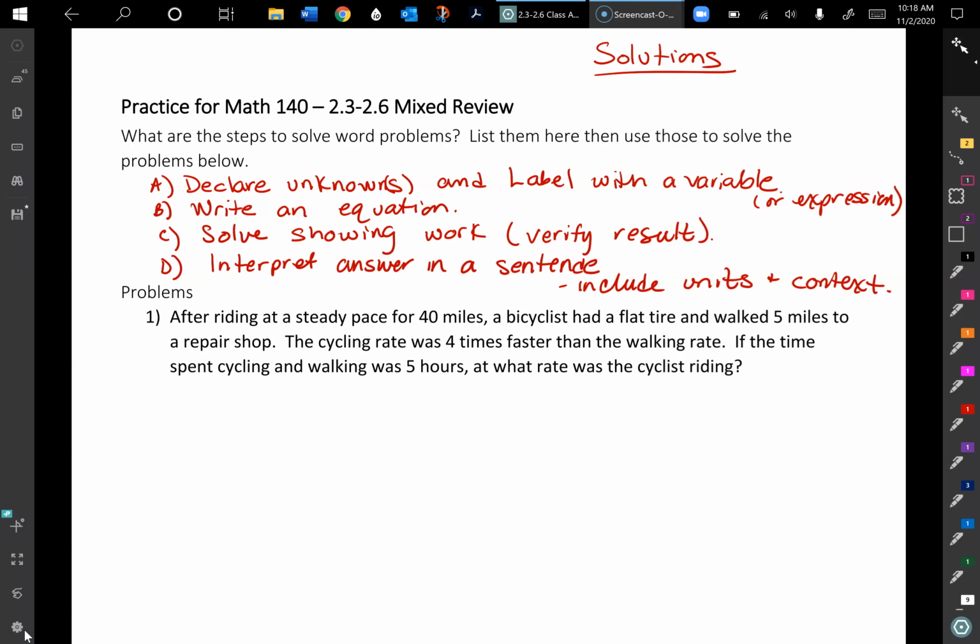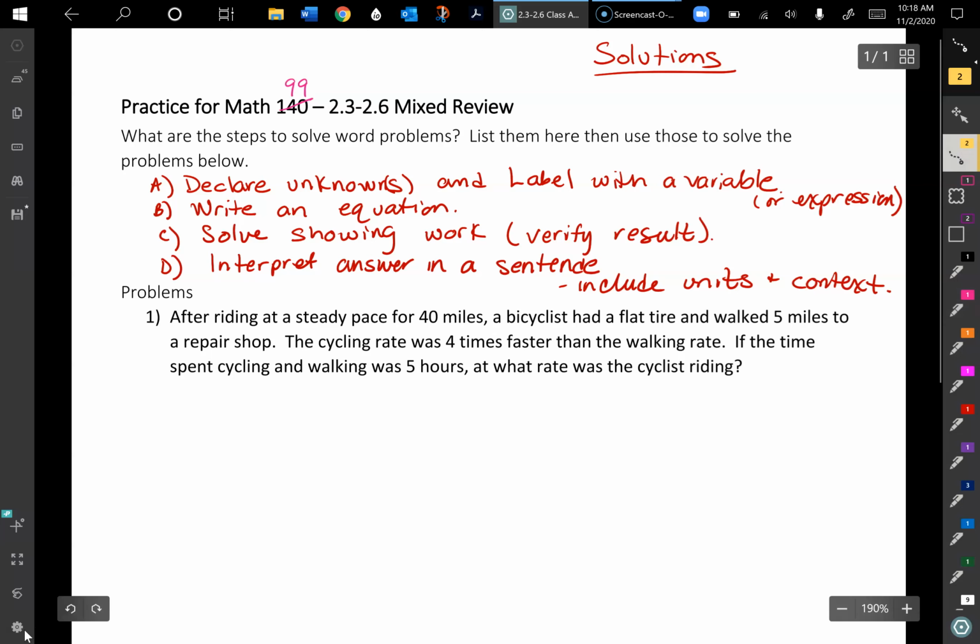Okay, in this video we're going to look at the activity for word problems in 2.3 to 2.6 for Math 99. It used to be 140, but we just changed the numbers. What are the steps to solve word problems? Listen here. So hopefully you got that part. These are the directions that you have on the top of every test, quiz, and homework for word problems. So, declare unknowns.